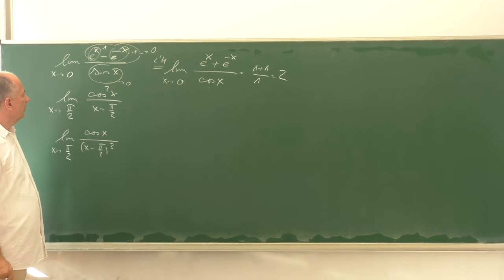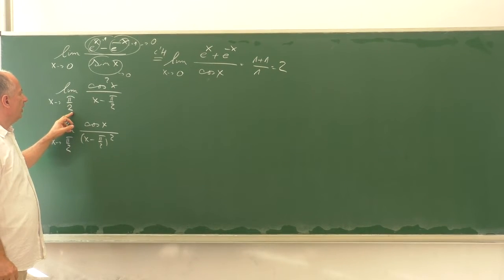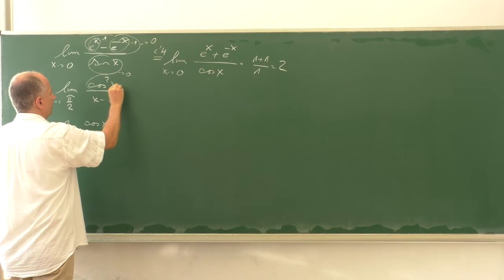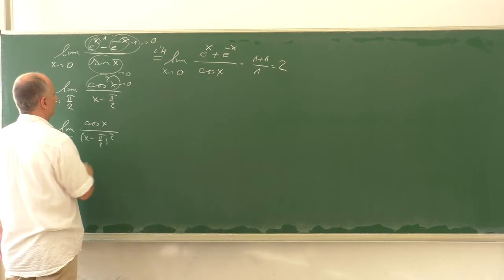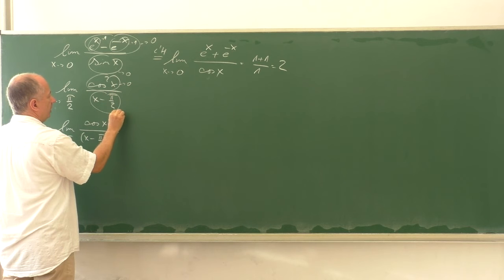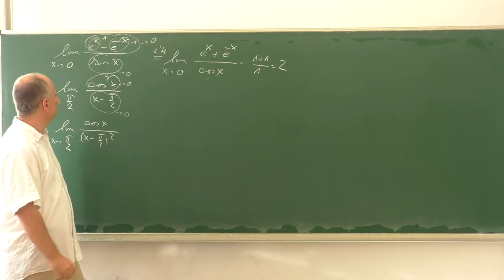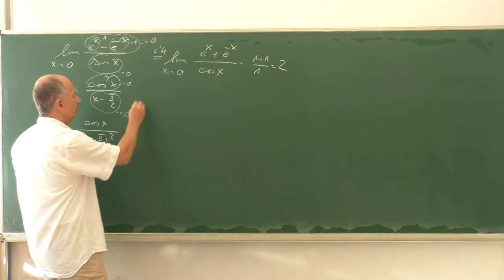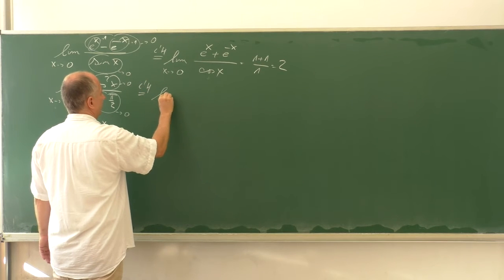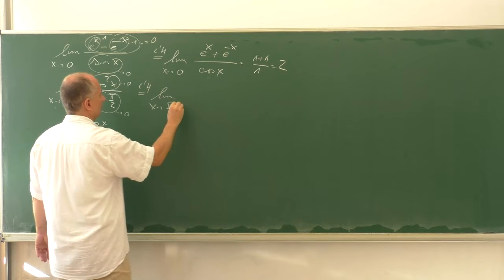What about the other expression? If x goes to pi half, then cosine goes to 0, and cosine square goes to 0 as well. And if x goes to pi half, then when subtracting pi half, this difference goes to 0 as well. So we can try L'Hopital's rule, and we have the limit for x going to pi half.